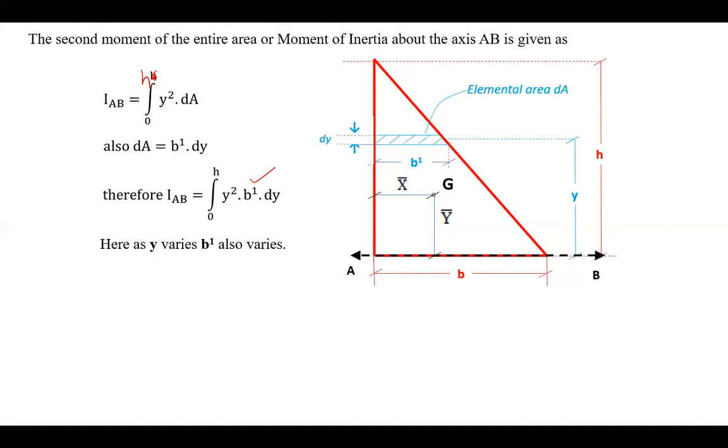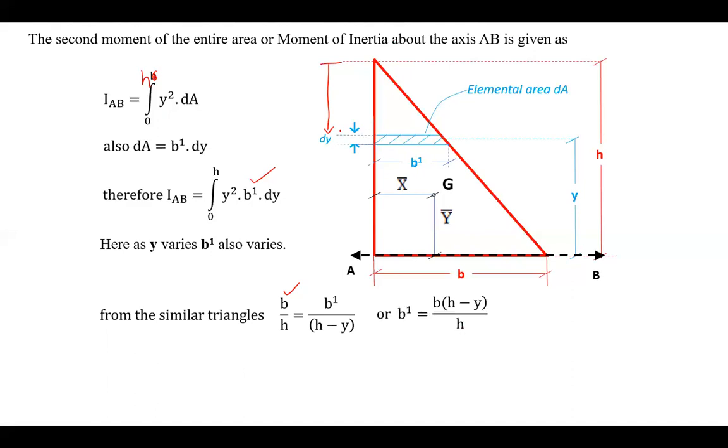Now, to do that, let us consider similar triangles. This triangle and another big triangle. In the bigger triangle, we know that b divided by h. So b divided by h will be equal to b dash divided by, what is this distance from here to here? That distance is equal to h minus y, because the total height is h, and the distance from here to here is y, therefore this distance is equal to h minus y.